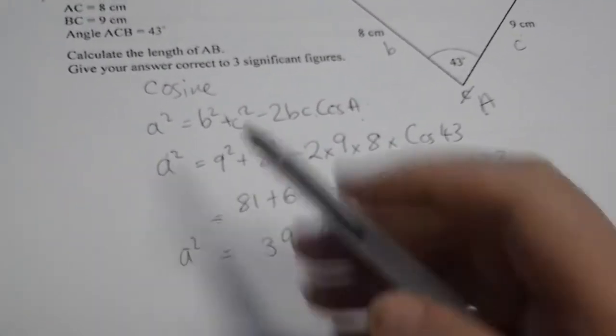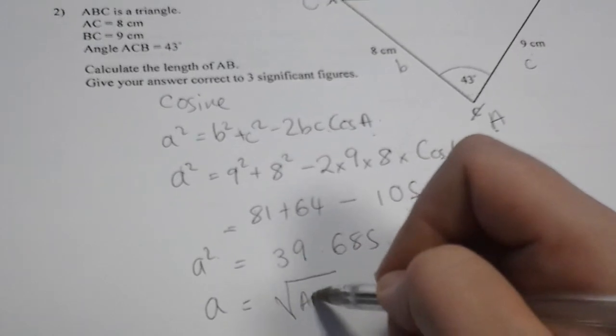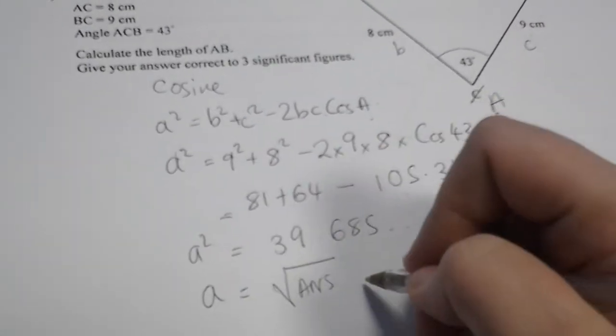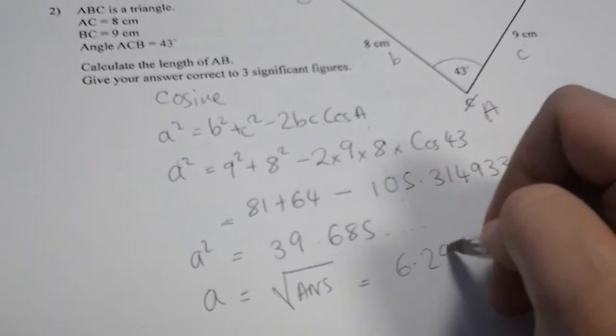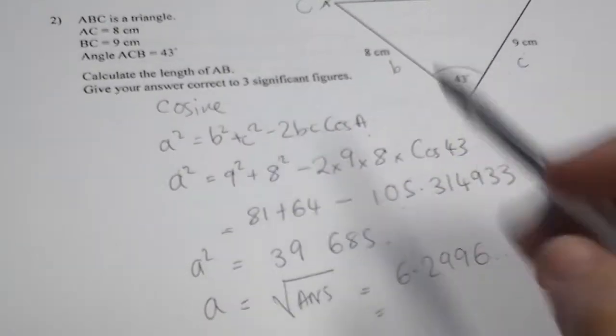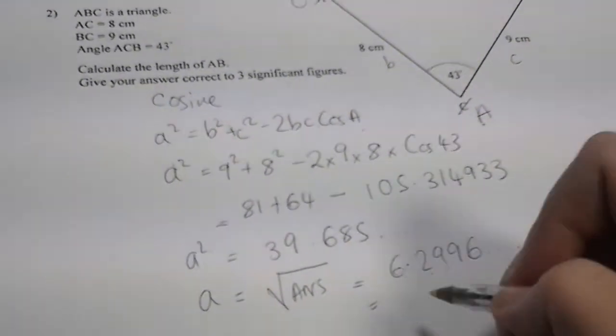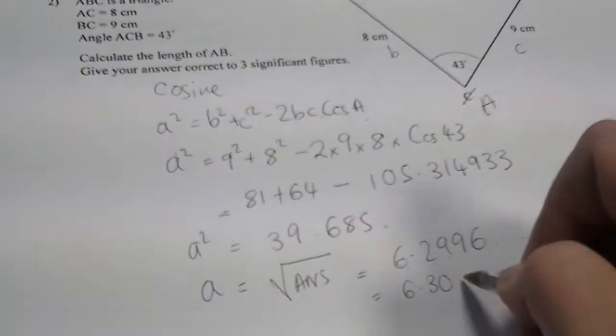It's a squared, I want just a. So I need to do the square root of the answer that I got on my calculator. Which gets you 6.2996, which to three significant figures, 1, 2, 3, is going to round up to 6.30 centimetres.